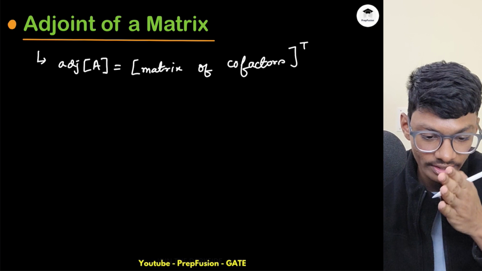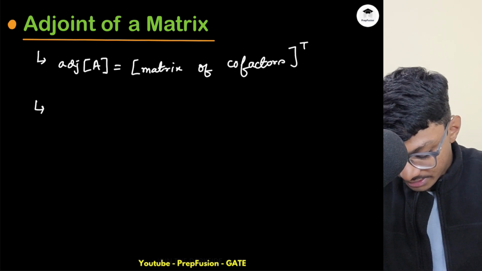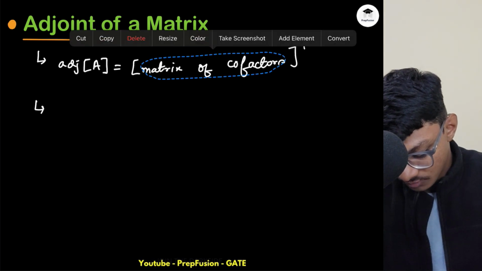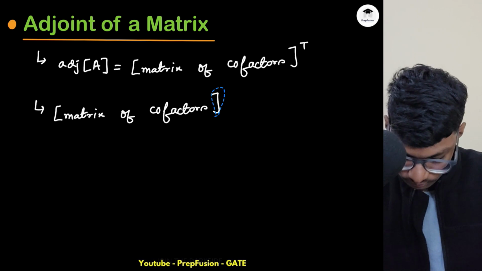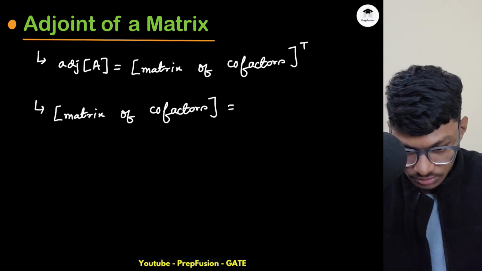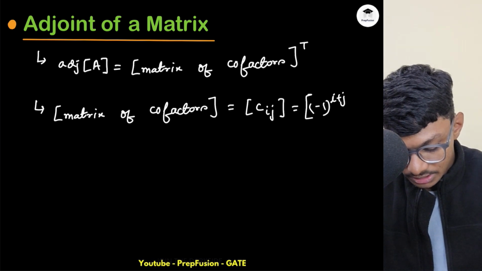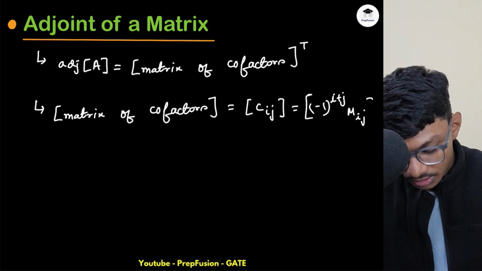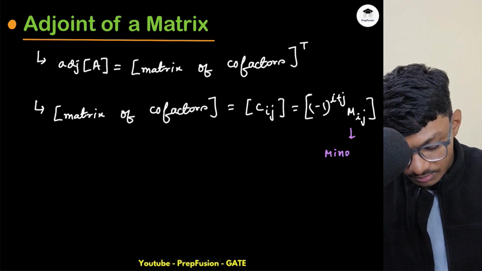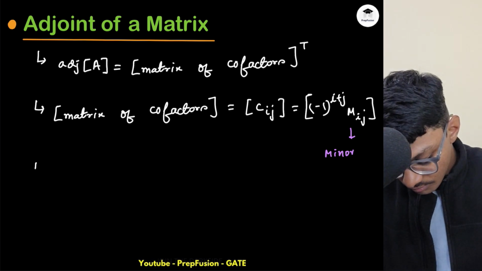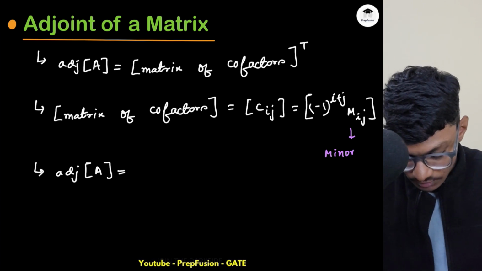Now we know what a cofactor is. We take the cofactor of each of those elements, write those cofactors in matrix format, and take the whole transpose of that. So what is the matrix of cofactors? It is C_ij, which is simply (-1) to the power i plus j times the minors of those particular elements. I hope you remember this, we just learned it in the previous lectures. These are the minors. Now what will be my adjoint of A? The adjoint of A will be simply the transpose of this.